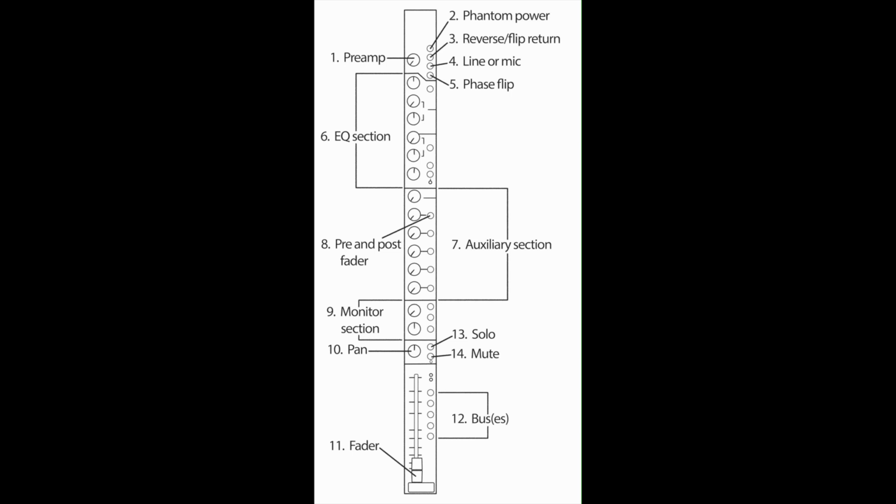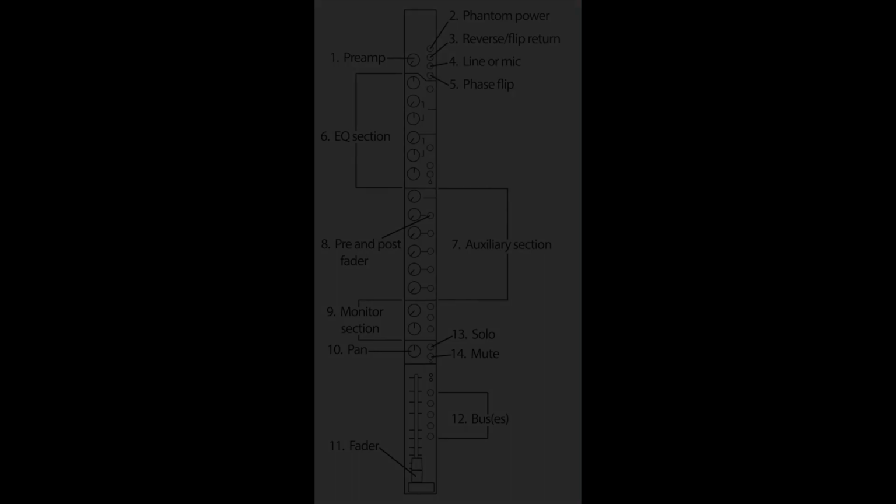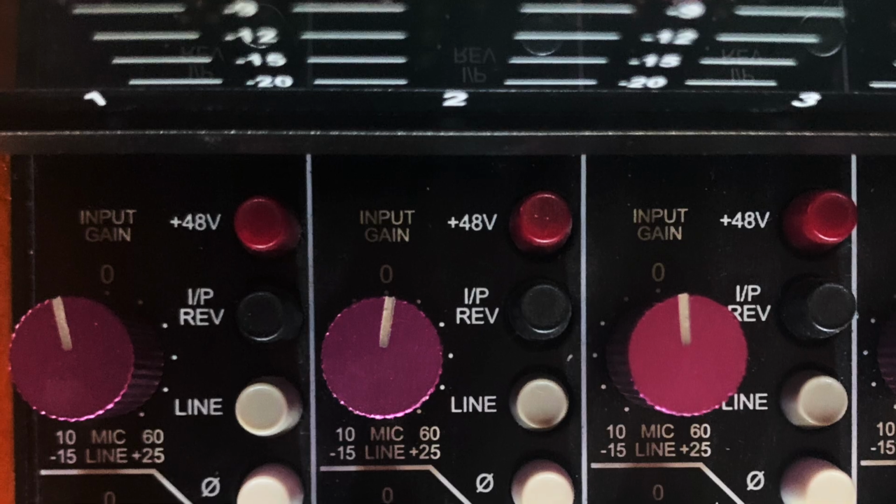Next you have the auxiliary section and the monitor section. And because this channel goes along with an inline console, you can actually monitor a signal in two areas, including below the monitor section, the fader. And next to the fader, you have the buses. So let's look at the preamp section now a little closer.